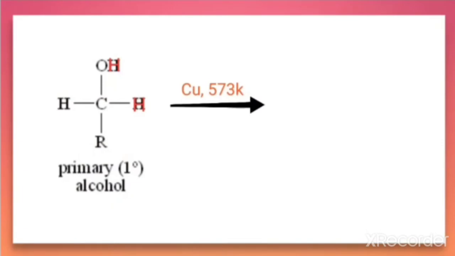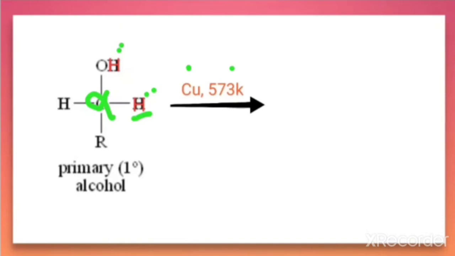So when the vapor of primary alcohol is passed over copper at 573 Kelvin, there is a removal of hydrogen here. Now look at the structure. Which two hydrogens are removed here? One hydrogen is from the alcoholic group, and the other hydrogen is an alpha hydrogen. Why is it called alpha hydrogen? Because this carbon is an alpha carbon. So this hydrogen is attached to the alpha carbon, therefore it is called alpha hydrogen.